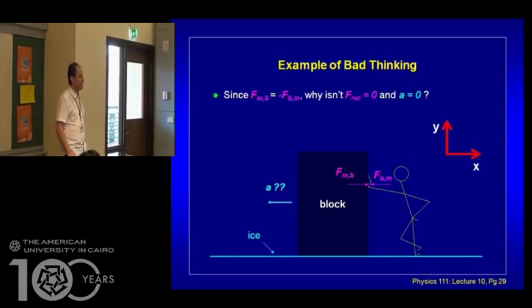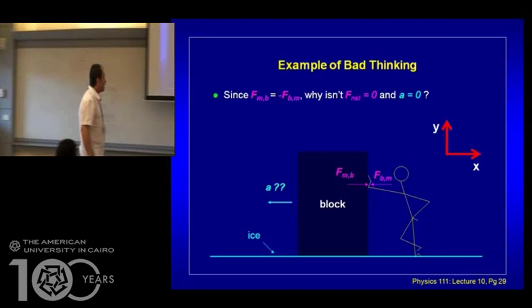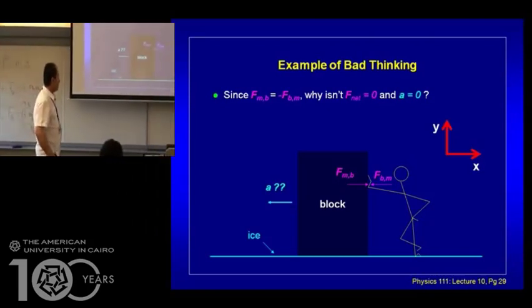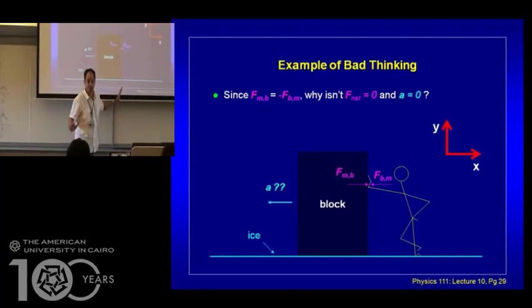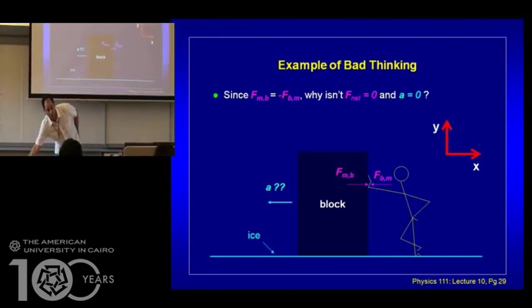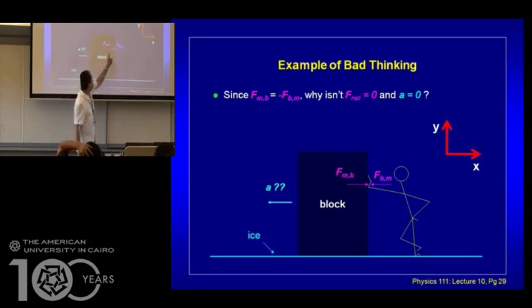I'm saying what Sharif just told us a minute ago. If I'm standing and pushing on that block, and this is ice, so there is no friction, and the force from the block on me equals the force from me on the block, how come this moves?